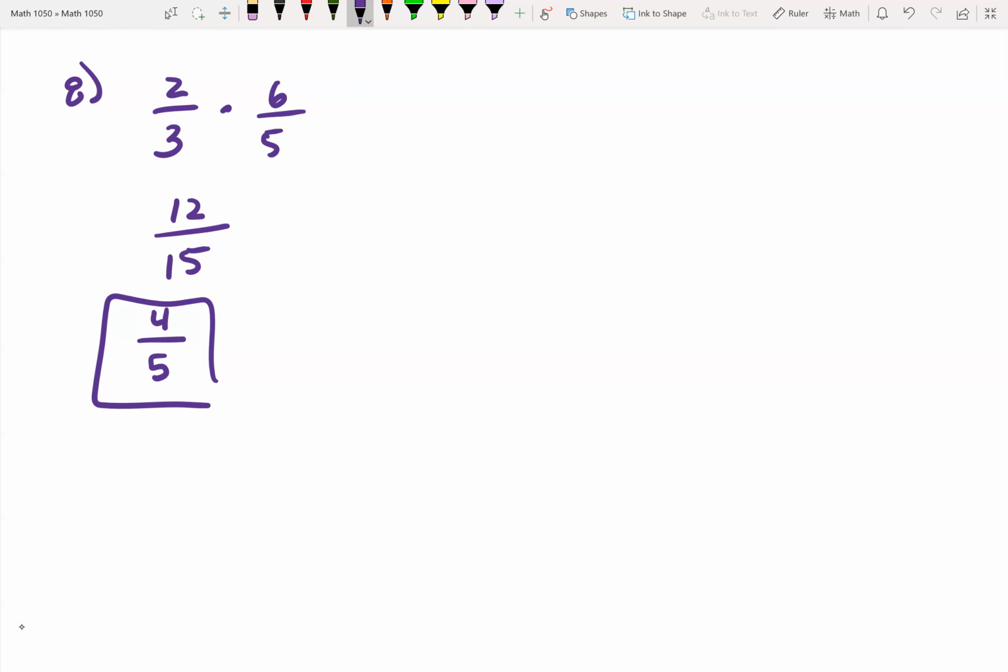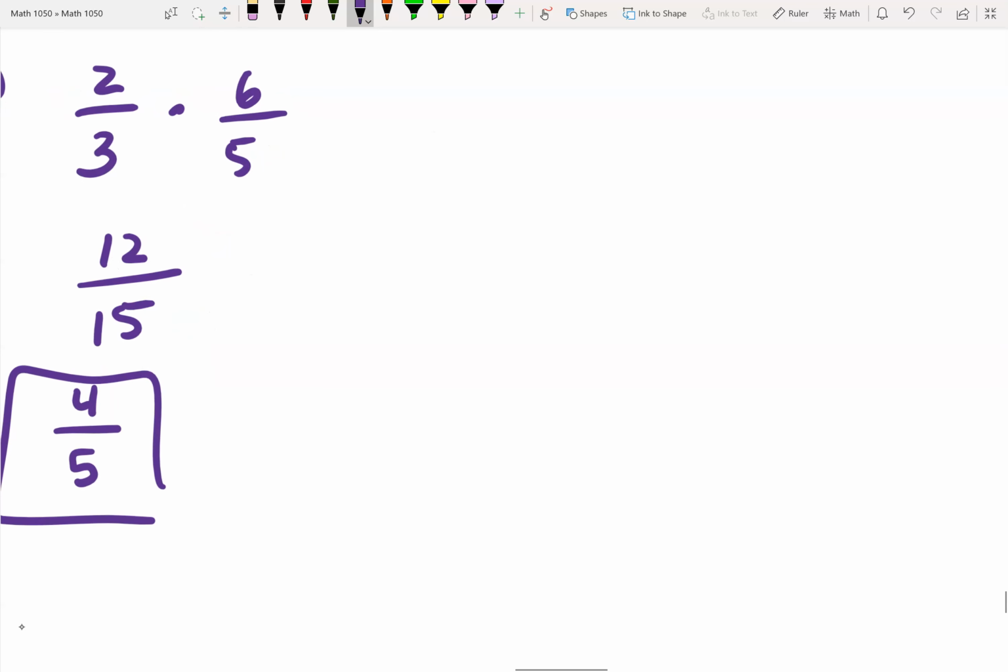Done. I wouldn't do that, you guys, because you can cancel before you multiply. If you look at something on the top and something on the bottom, and if you can find a number that goes into both of them, you can reduce. So if you go like this, look, 3 goes into 3 once, 3 goes into 6 2 times, 2 times 2 is 4, 1 times 5 is 5, you can get the 4/5, I think, in a much easier way. Okay, let's do number 9 together.